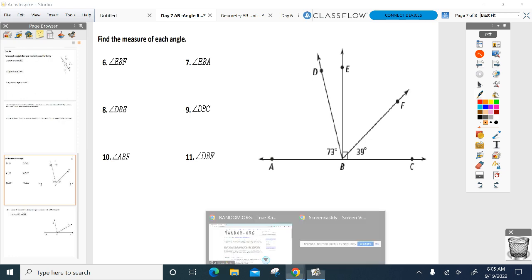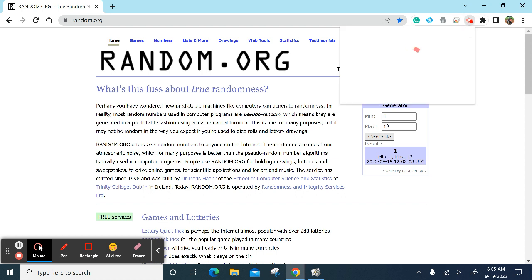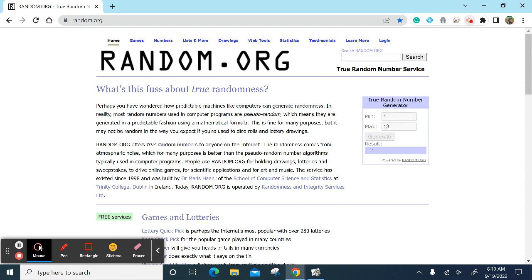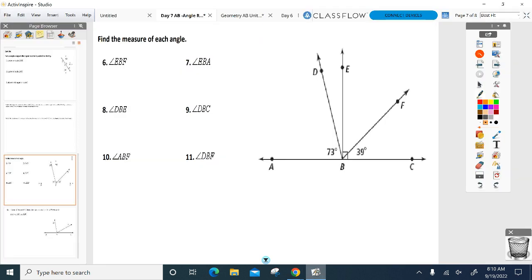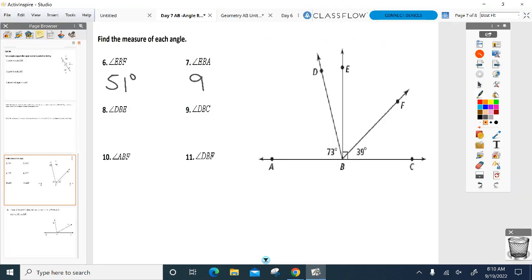Find the angle measures. What do you want here? Let's roll 5. What do we got for EBF? 51 degrees. EBA, next one. EBA, 3. 90 degrees. Hey, take a look. EBA, supplementary, right next to a right angle. So it's got to be a right angle as well.